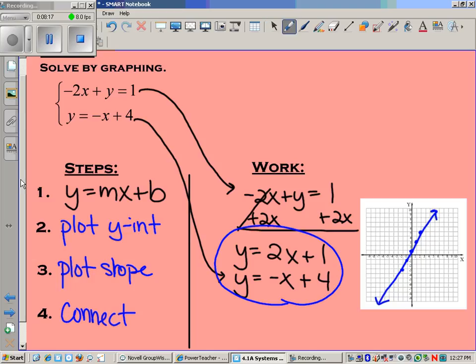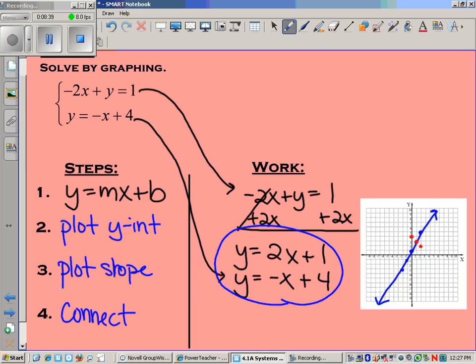My second line has a y-intercept of positive 4, so I'm going to go up to positive 4 on my y and make a dot. The slope of my second line is a negative 1, an invisible negative 1, so I'm going to go negative 1 over 1. I'm going to go down 1, right 1, down 1, right 1.